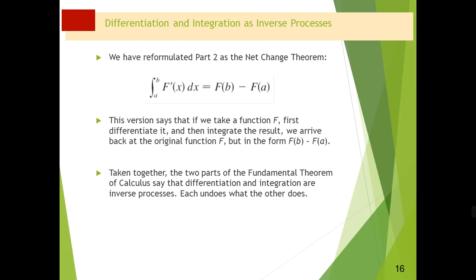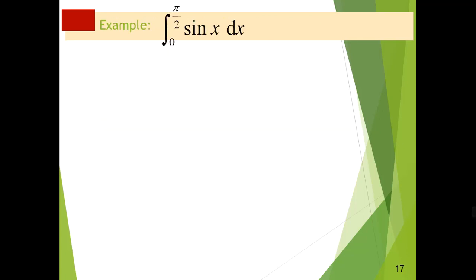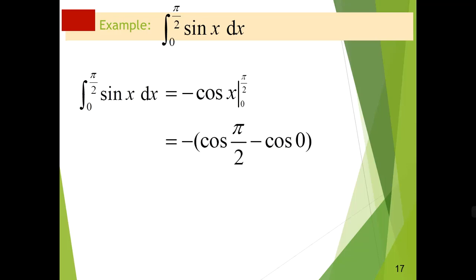Now we look at this example. Let us compute this integral. We know that the antiderivative of sin x is minus cosine x. By using the second part of FTC, this is easy to compute in this way. And then by using some high school algebra, we can compute that the integral is 1. Okay, that's all.